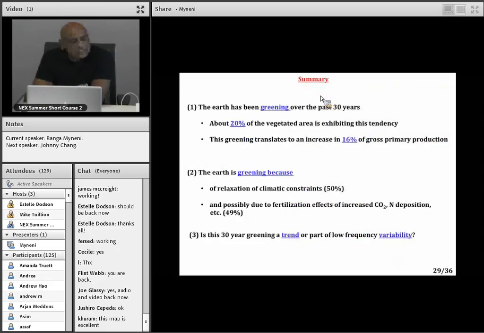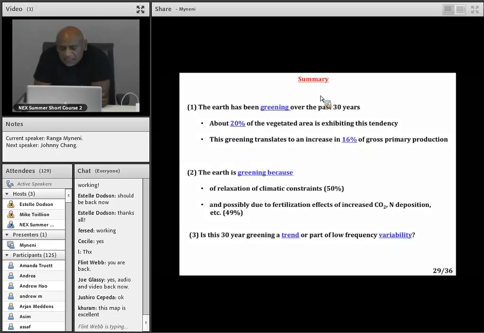And we go to the summary. It's a very simple summary. I said my talk is simple. So the Earth has been greening over the past 30 years. About 20% of the vegetated area is showing this tendency. And this greening translates to an approximately 16% increase in gross primary production.